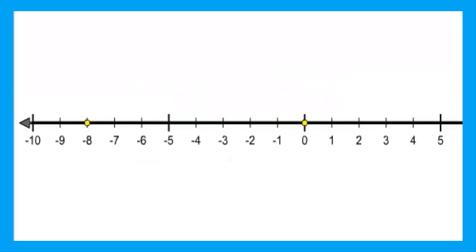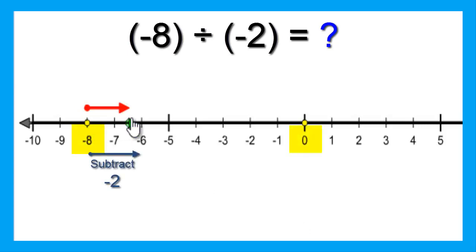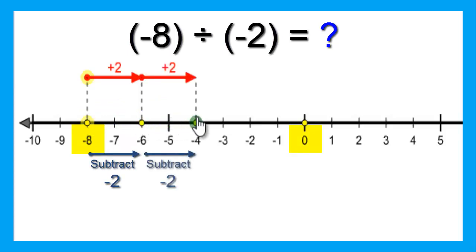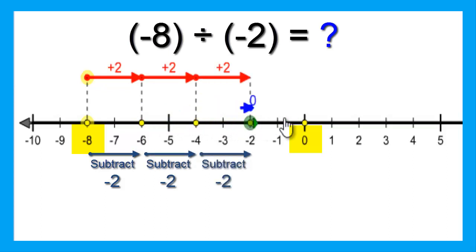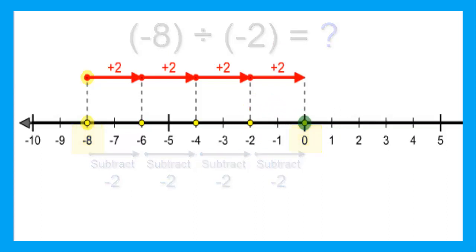Division can also be thought of as repeated subtraction. To solve negative 8 divided by negative 2, we can ask ourselves how many subtractions of negative 2 does it take to get from negative 8 to 0. Starting at negative 8, each time negative 2 is subtracted, we can move 2 to the right on the number line. It would take 4 of these moves to the right to get back to 0.